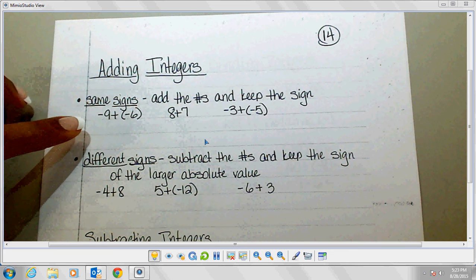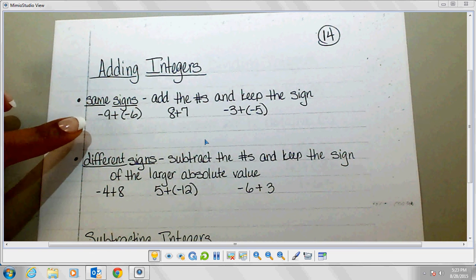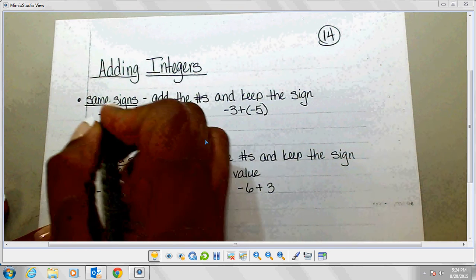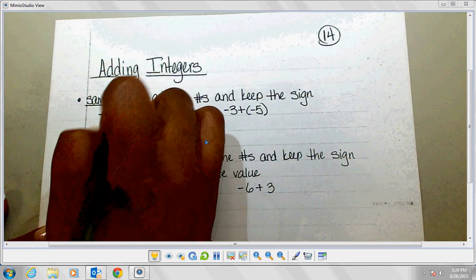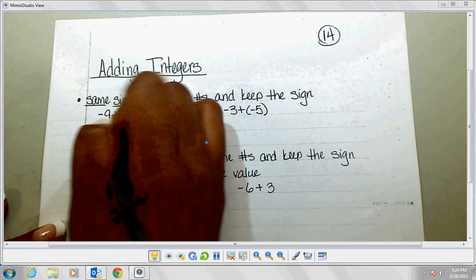Okay, my first example, I have negative 9 plus negative 6. Both numbers are negative, so that means we use the same signs rule. So I'm going to add the numbers and I'm going to keep the negative sign. So that means I add negative 9 plus negative 6. 9 plus 6 is 15. Keep the negative sign. So the answer is negative 15.